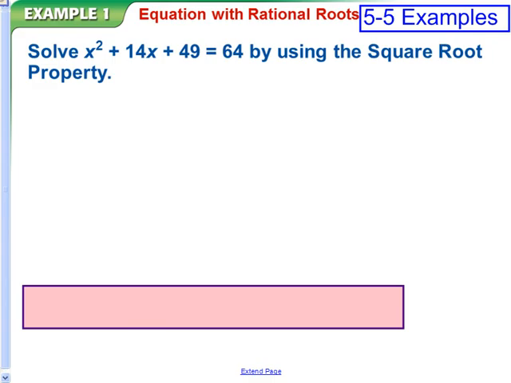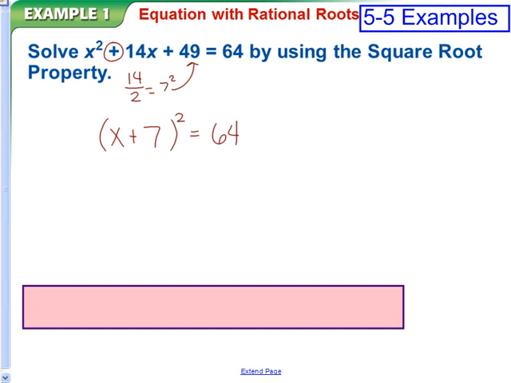Okay, so let's solve one by completing the square. So the first thing that we need to do is see if this is a perfect square trinomial. Can I take half of this number, so 14 divided by 2, which is 7, and if I square that, will it equal 49? In this case it does, so we're ready to go. We can rewrite this as x plus, since that's a plus right there, we'll use a plus, the number that was being squared to make 49, so 7 squared, equals 64.